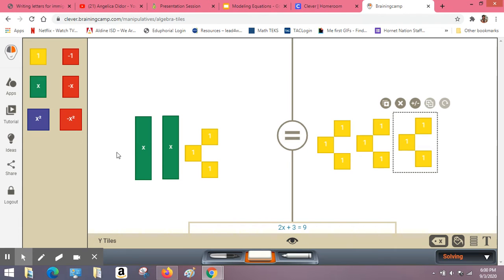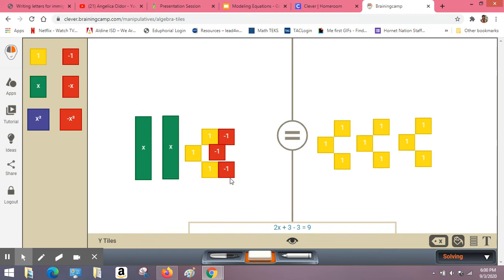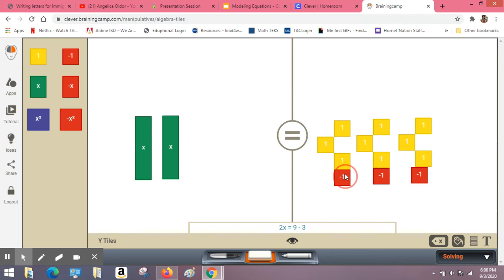Okay, so I have to create zero pairs. So subtract. And what I do to one side, I do to the other. Subtract. And subtract. So right here in the bottom, you can see you have 2x plus 3 minus 3 equals 9 minus 3. So now just put them on top of each other, and that's going to create your zero pairs. Okay, so now we have 2x equals 6.